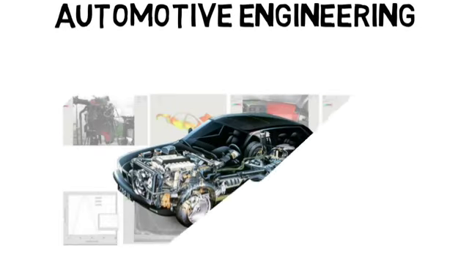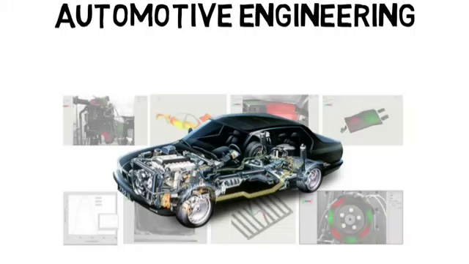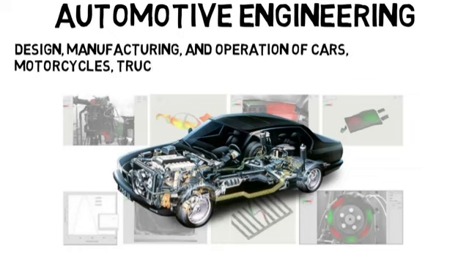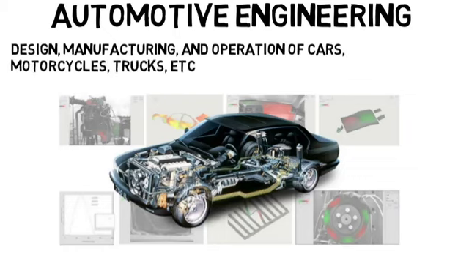This video is going to cover automotive engineering, how to get into the field, and a few examples of what's going on in the field. But first, let's define some things. Automotive engineering is about the design, manufacturing, and operation of cars, motorcycles, trucks, and other automobiles.